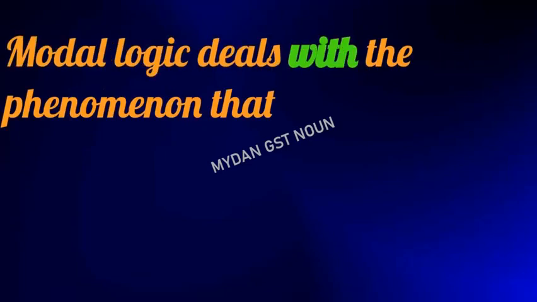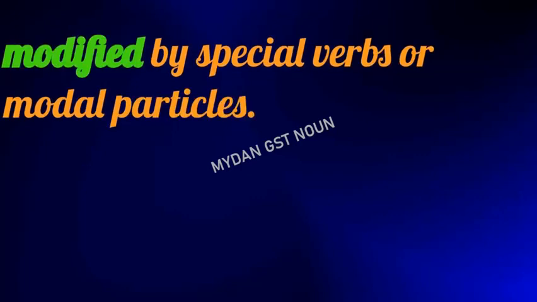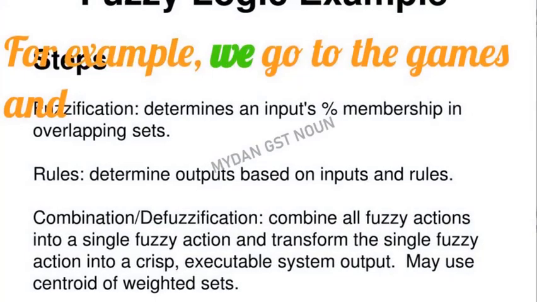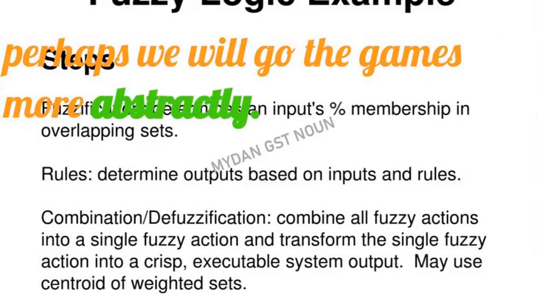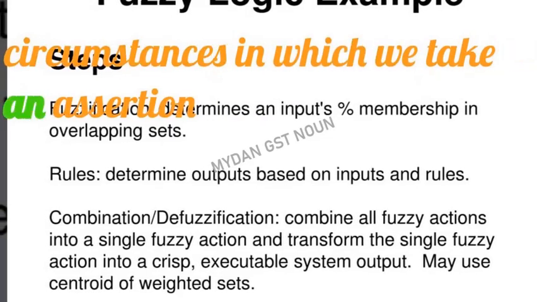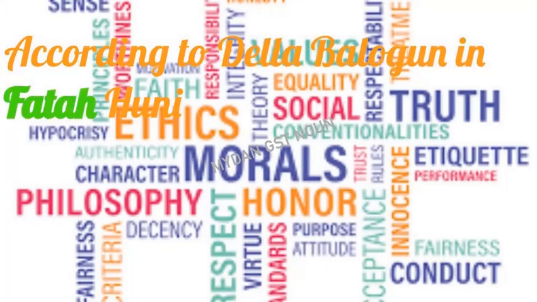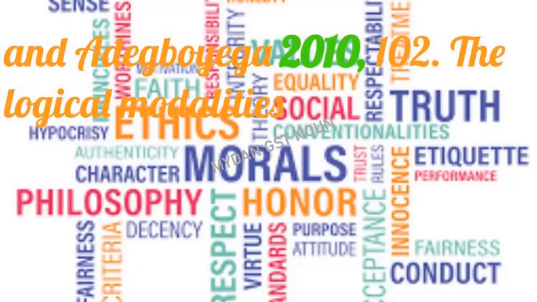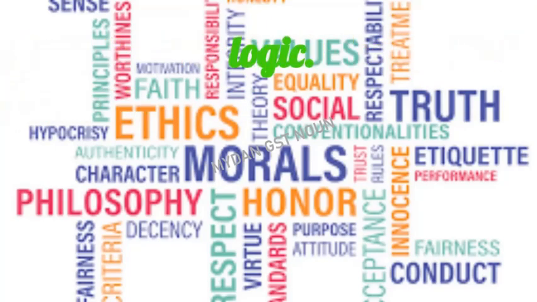Modal logic. Modal logic deals with the phenomenon that subparts of a sentence may have their semantics modified by special verbs or modal particles. For example, "we go to the games," and "perhaps we will go to the games." More abstractly, we might say the modality affects the circumstances in which we take an assertion to be satisfied. According to Delibalogun in Fadahunsi and Adegboyega, 2010, 102, the logical modalities include deontic and epistemic logic.